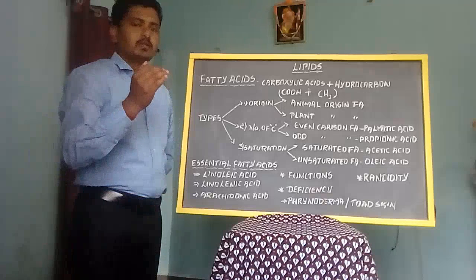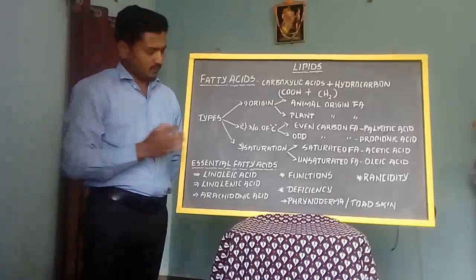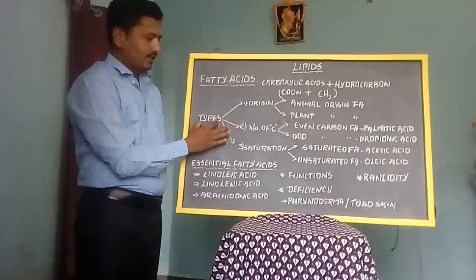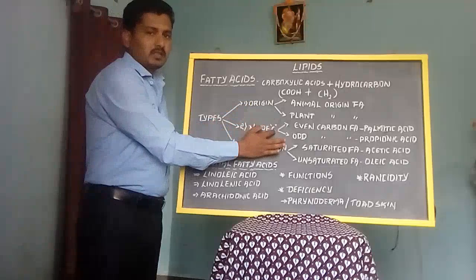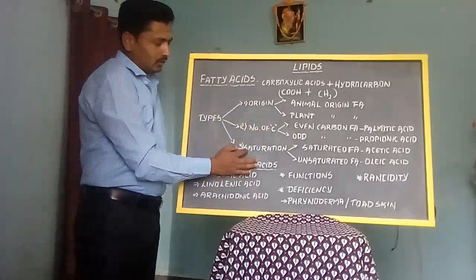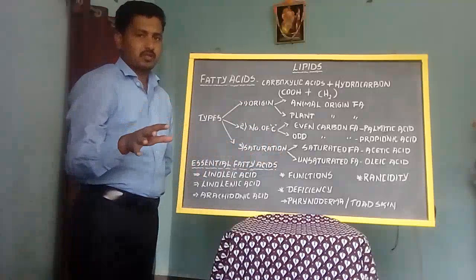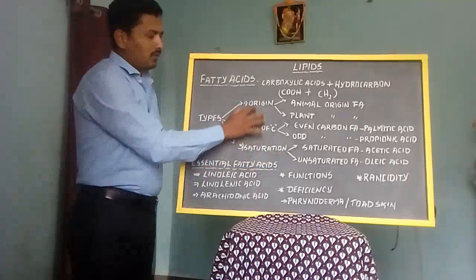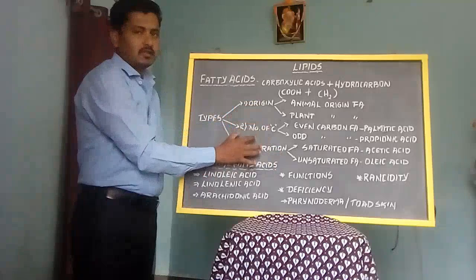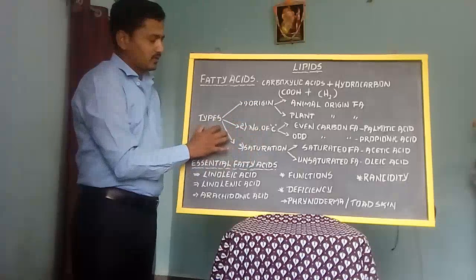There are three main types of fatty acids: based on the origin, based on the number of carbons present in the fatty acid, and third, based on the saturation, whether a double bond is present or not. Broadly, we classify fatty acids into these three types.